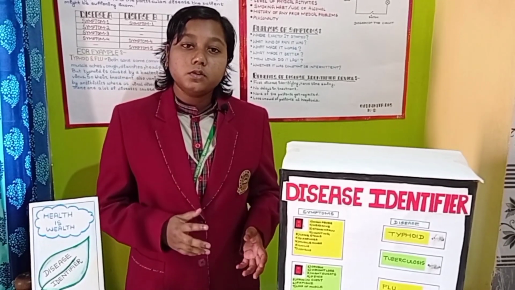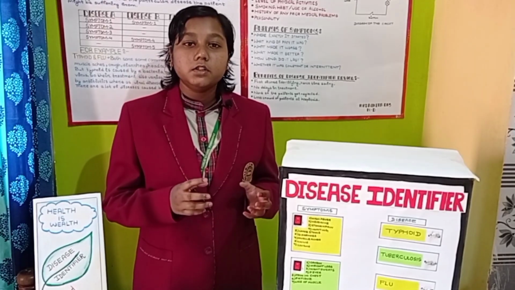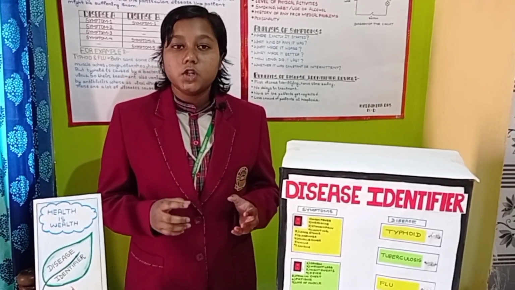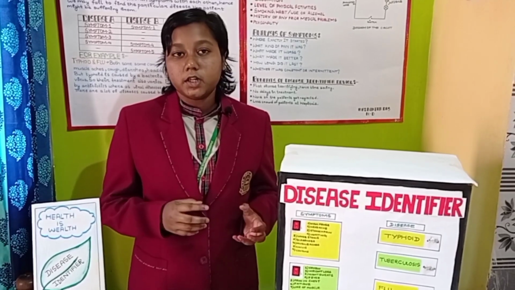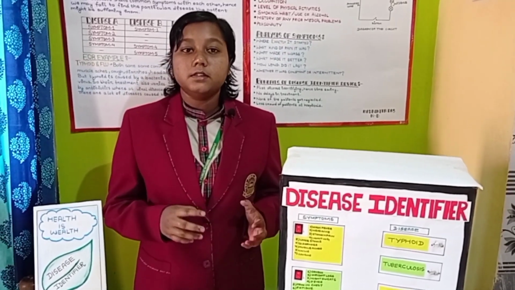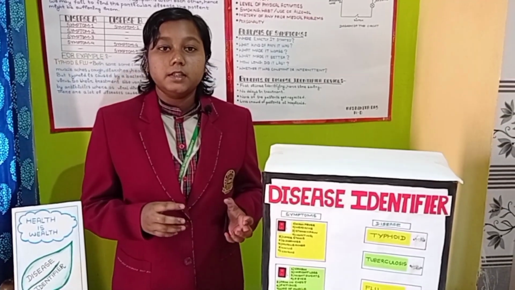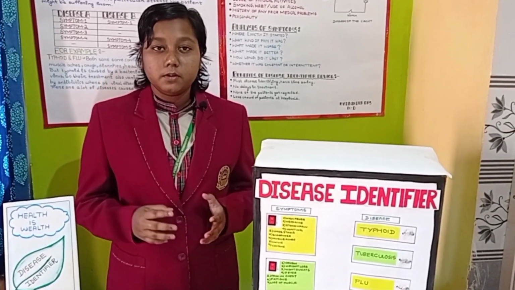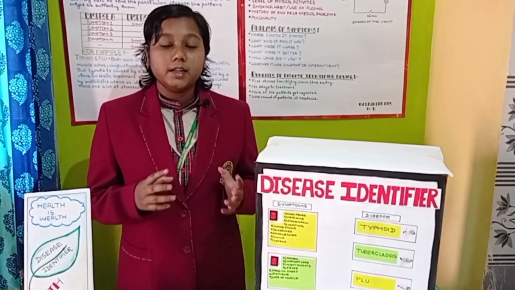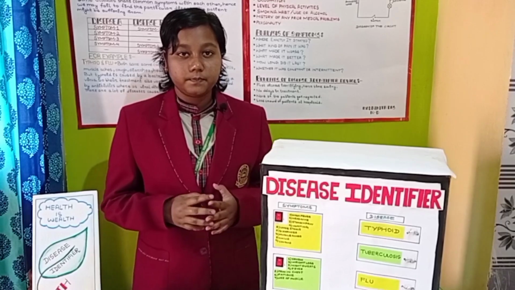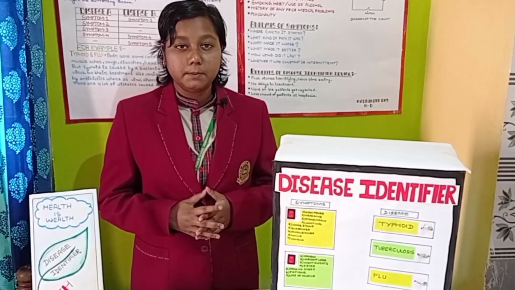It can also be helpful for healthy people if it is added with advanced features like a pulse rate checker, that is the pulse oximeter, and digital high blood pressure checkers. If a person has a pulse rate below 60 beats per minute, then the disease identifier will notify the person that something is wrong in his or her body, and he must consult a doctor. In this way, the disease identifier will be very helpful for the people.